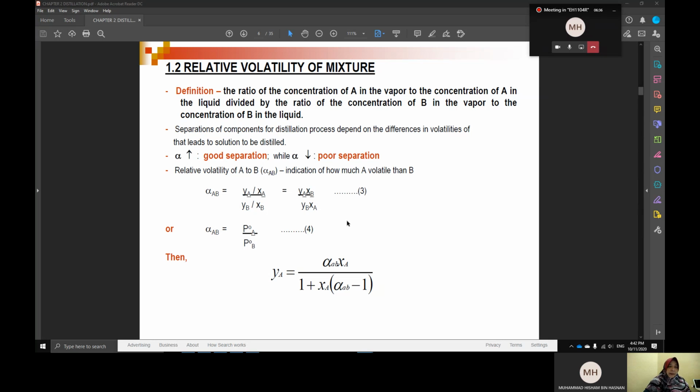But normally in the calculation, you are not given these directly. You can also use the partial pressure to calculate the relative volatility of the mixture. Based on these two formulas, later we can manipulate again if you have the textbook. Do you have the textbook, Hisham?